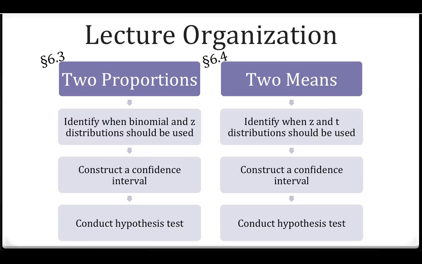We just covered sampling distributions, confidence intervals, and hypothesis testing for the difference in two proportions. Now we're going to move on to cover the same learning objectives for the difference in two means. Let's begin by looking at when to use the z and t distributions.